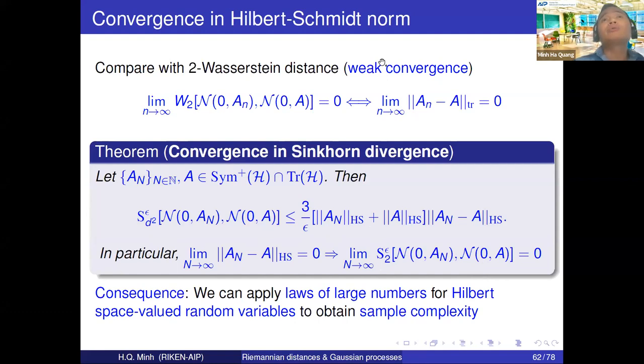This is not the case with the Wasserstein distance. The Wasserstein distance converges in the trace class norm, which is actually a stronger condition. We need a stronger convergence of the covariance operator for the distance to converge, and this has some consequences that we'll see later on. With the Hilbert-Schmidt norm, we can apply laws of large numbers for Hilbert space random variables to obtain sample complexity.